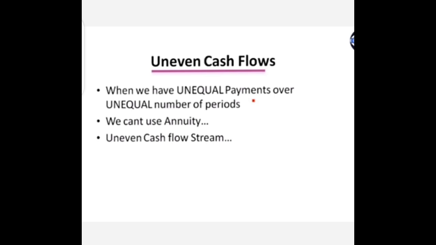When payments, annuities or cash flows occur differently than the previous one, that is known as uneven cash flows. Like in previous years we had cash flows of 400, and in this year we will have cash flows of 600. This is where uneven cash flow occurs, as they are not the same; they are changing over the periods of time. So when we have unequal payments over an unequal number of periods, we can use uneven cash flow streams.